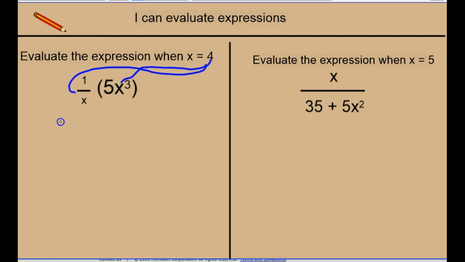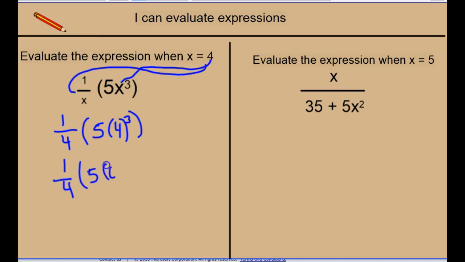So what we'll have is 1/4 times 5 times 4 to the third. So the first thing we got to do is we got to do our exponents. So we got to do 4 to the third, which is 64. So our new problem then is 1/4 times 5 times 64.